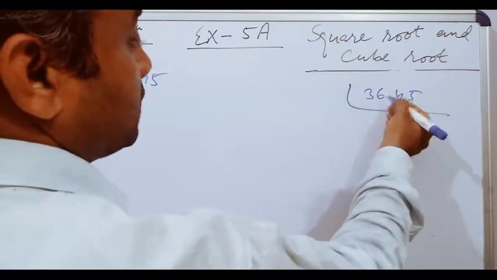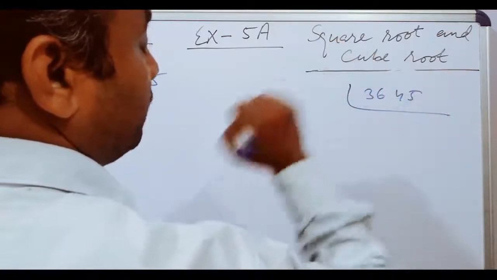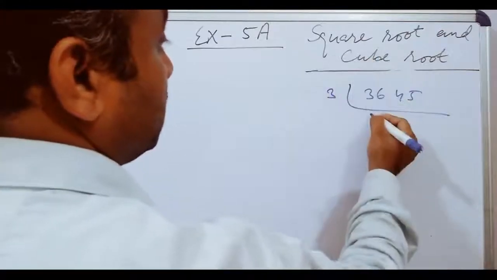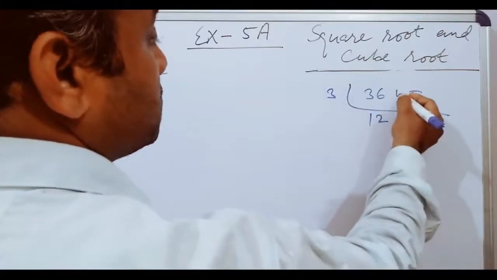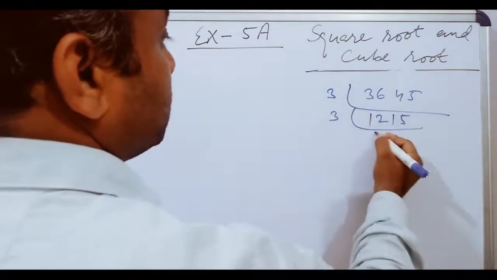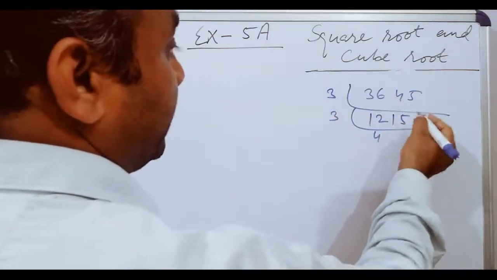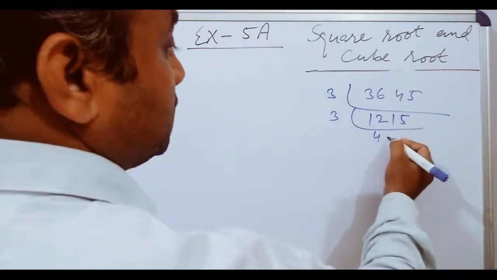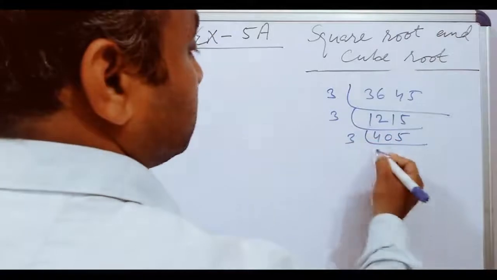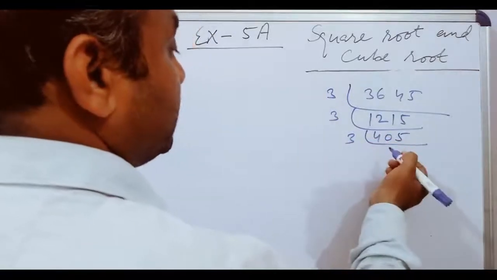How? 3, 6, 9, 4, 13, 5, 18, which is divisible by 3. So this number is also divisible by 3. 3 ones are 3, 3 twos are 6, 3 ones are 3, 3 fives are 15, again by 3, 3 fours are 12, and 15 I will write together. 3 fives are 15, again by 3, 4, 5, 9, and 9 is divisible by 3.